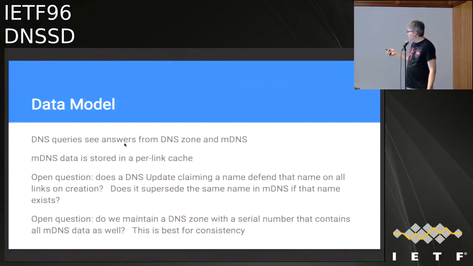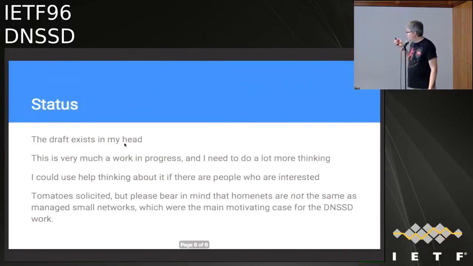So this draft is in a highly non-complete state in my head. It's a work in progress. I need to do a lot more thinking. I could really use some help. Tomatoes are solicited, but do bear in mind that this is for HomeNets, not for schools or anything like that. There isn't anybody managing it, so it can't really be treated the same as if it were the main motivating use case for Dnssd.